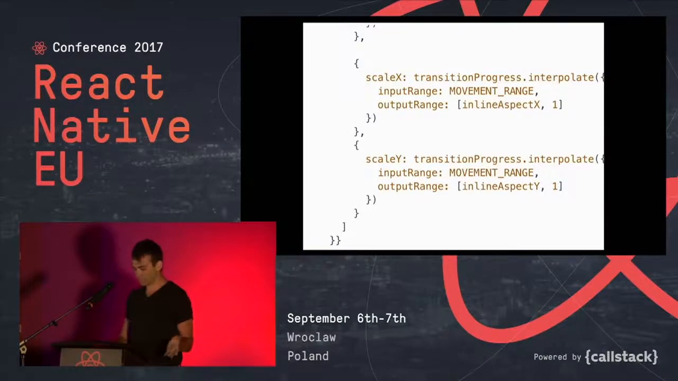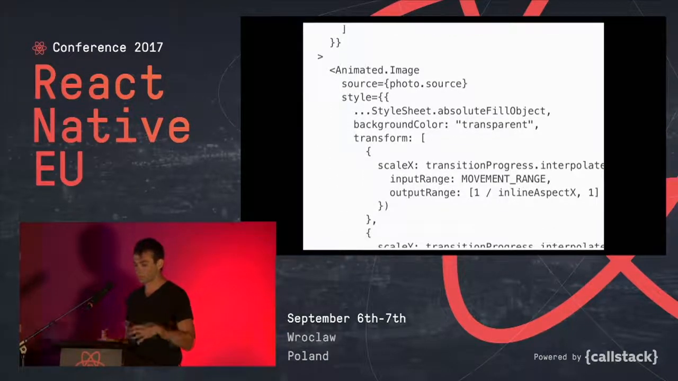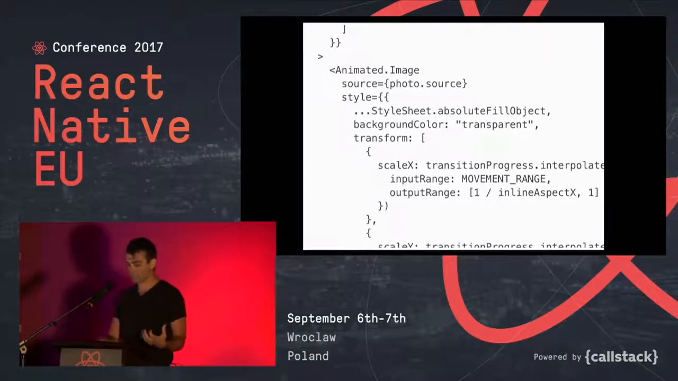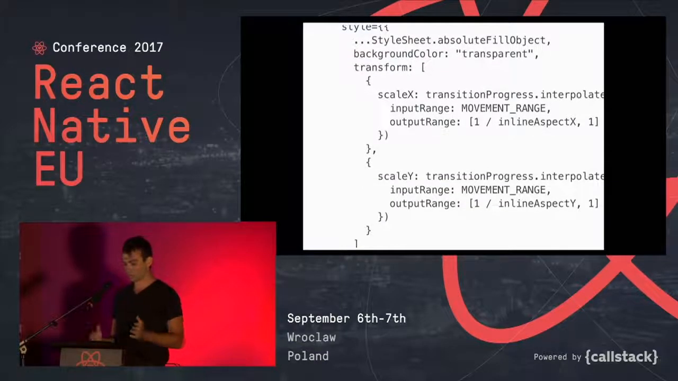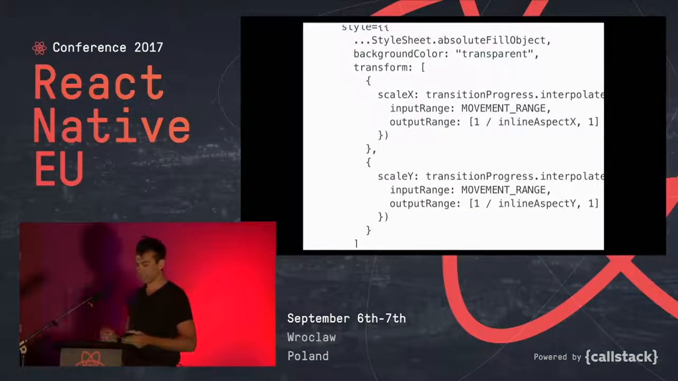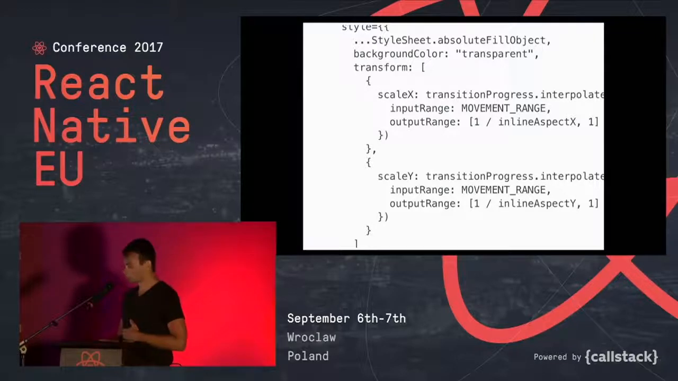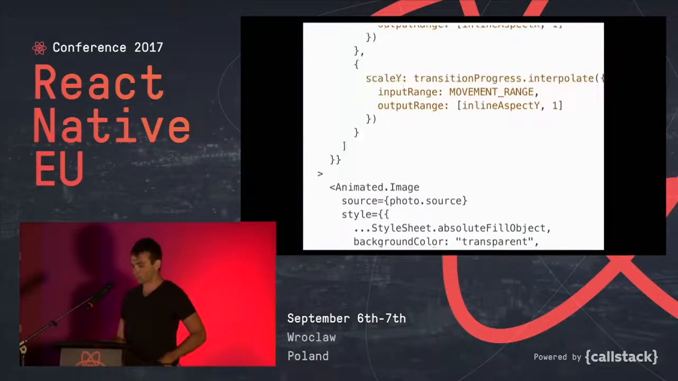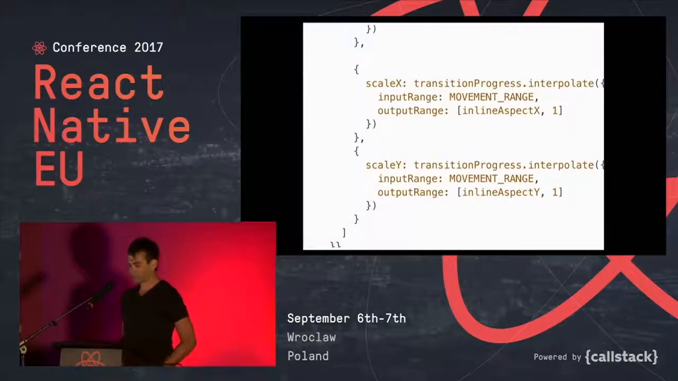And then it's getting worse because now in the image that we render inside of the view, we have to do the opposite transform. So this is us sort of squashing the image. You can see for the output range, it's 1 over the same value that we were using to squish the view before.